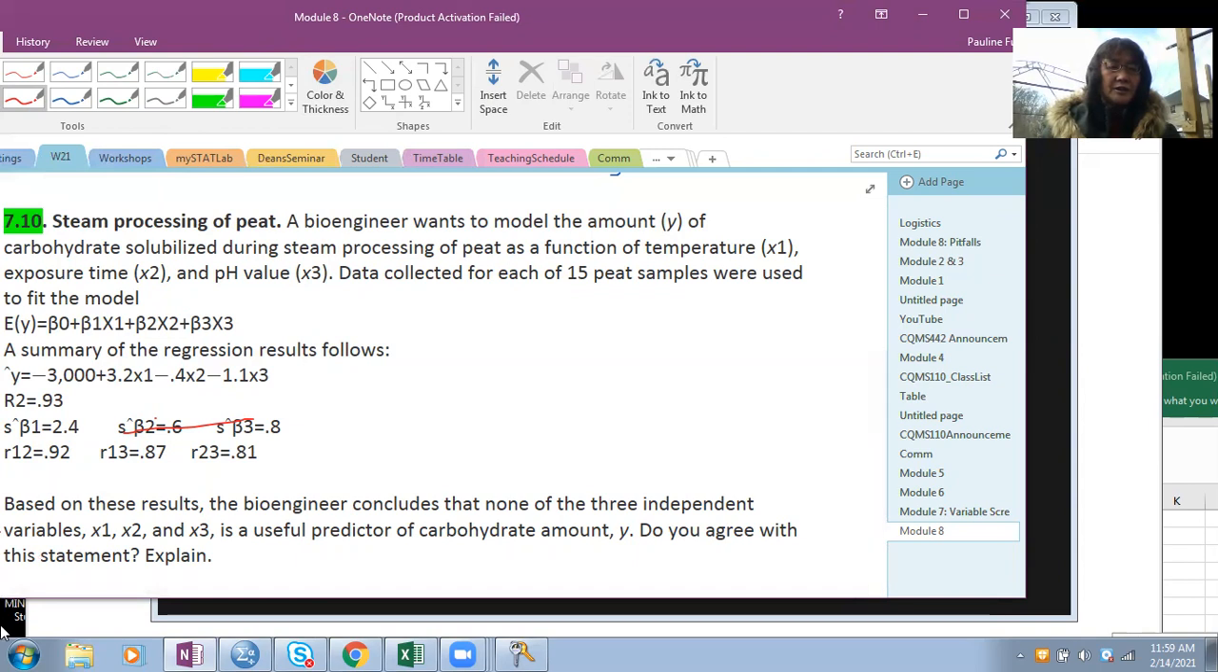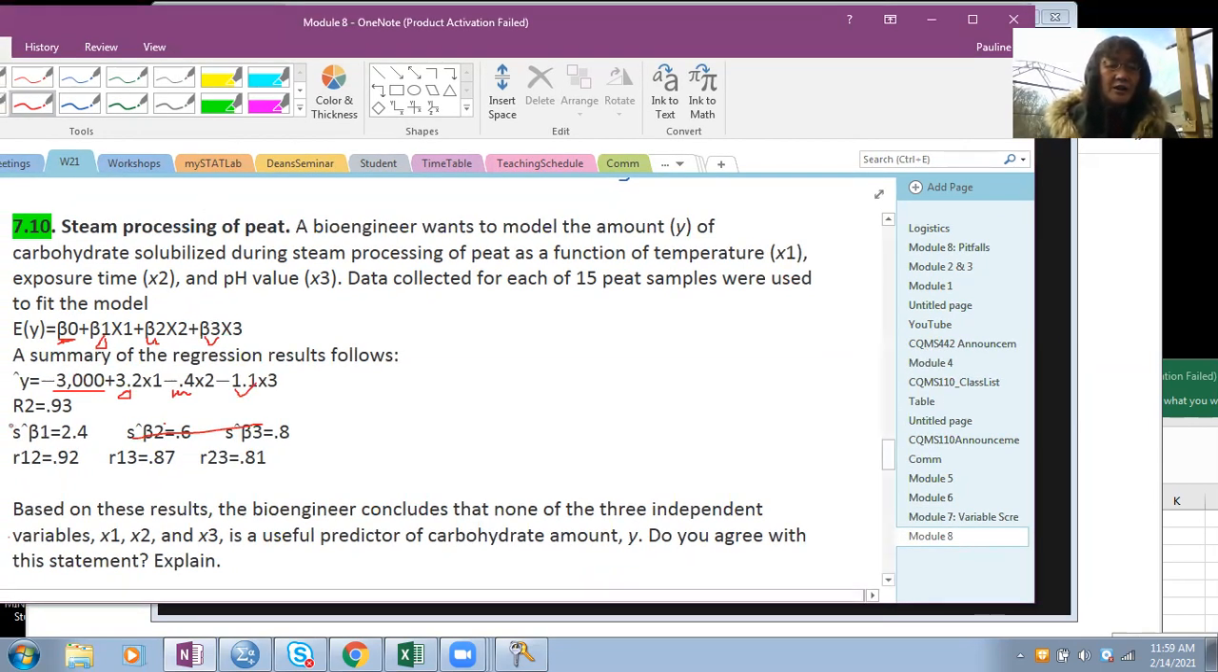A summary of regression results is this: Y hat equal to negative 3000 plus 3.2 X1 minus 0.4 X2 minus 1.1 X3. So based on this regression, we know beta 0 is negative 3000, beta 1 is positive 3.2, beta 2 negative 0.4, and beta 3 negative 1.1. And the regression result also gave us the R square, 0.93. This is a high R square. And then it gives us the standard error of the coefficient. The standard error for beta 1 is 2.4. The standard error for beta 2, 0.6, etc.